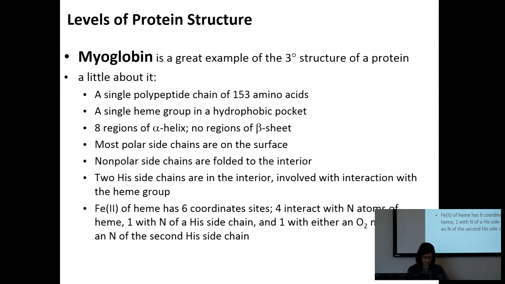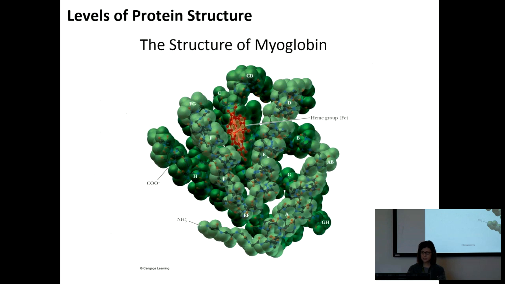So the heme group has what we call coordination sites. We're going to talk about that in a moment, what it means to coordinate. But the 6 sites: 4 interact with nitrogen atoms on the heme, 1 with a nitrogen on histidine, and 1 with either an oxygen molecule or a nitrogen on another, what we call gate histidine. So here's the structure of myoglobin. You can see in the red we have where the heme group is. And then the green are just the amino acids.